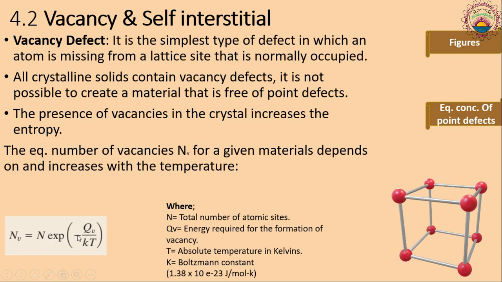Into exponential of minus QV, that is the activation energy, the energy required for the formation of a vacancy. It depends upon the material property, so it varies from material to material. The higher the QV is, the higher the activation energy is, and the lower the vacancy will be at the given temperature. So, minus QV divided by k, that is Boltzmann's constant for the gas, into T, that is the absolute temperature in Kelvin. So if you increase the temperature, the vacancy will increase.